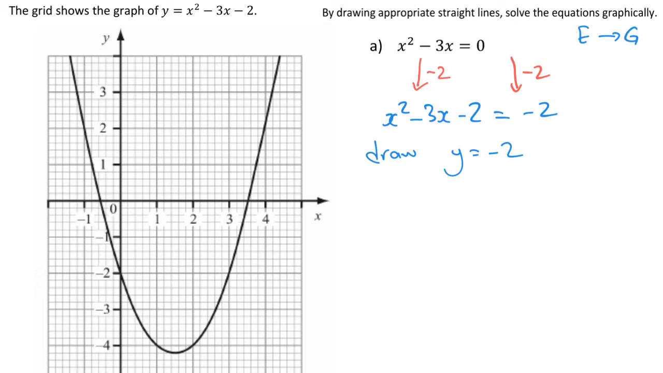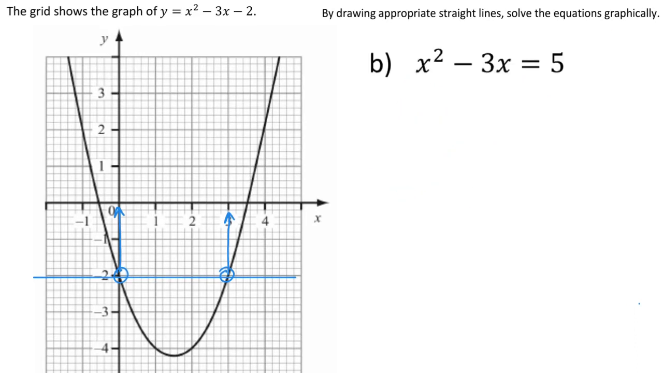Now y equals minus 2 is a horizontal line that passes the y-axis at minus 2 and will look like this. And then we can see that there are 2 points where they meet. The first one has an x value of 3 and the other one has an x value of 0. So x equals 0 and 3.